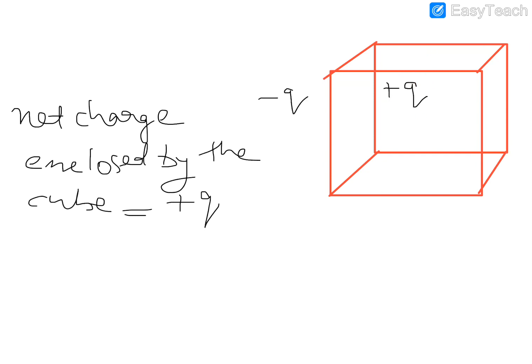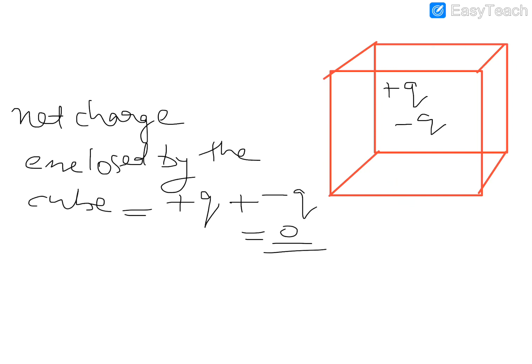If minus q is also inside the cube, then the net charge will be plus q minus q, which becomes 0. Instead, if the minus q is here, then the net charge will be plus q plus minus q, that is 0. But if this minus q is not here, but outside this cube, then the net charge enclosed by the cube will be plus q alone. So this is a closed surface. The cube is a closed surface.